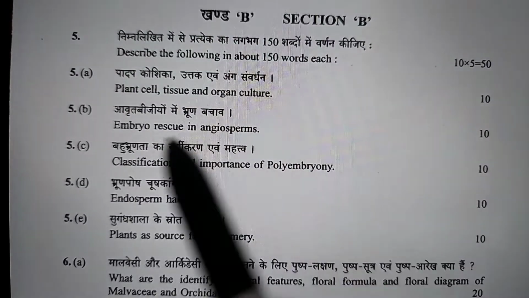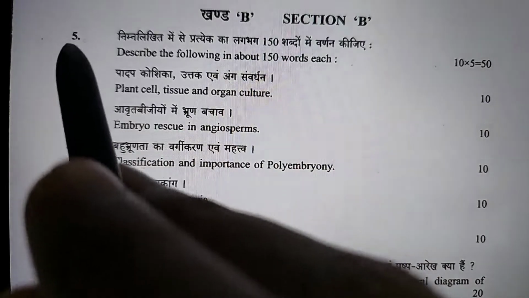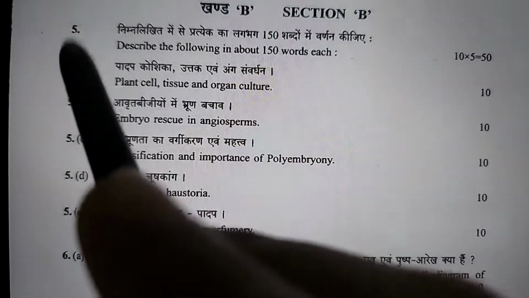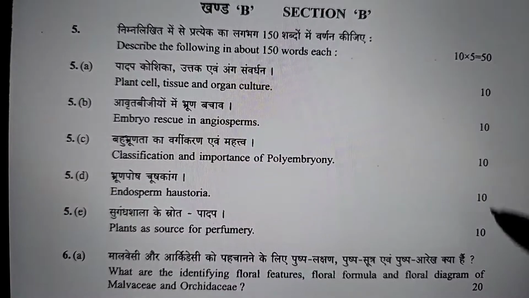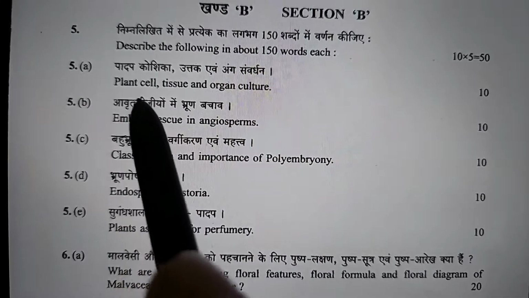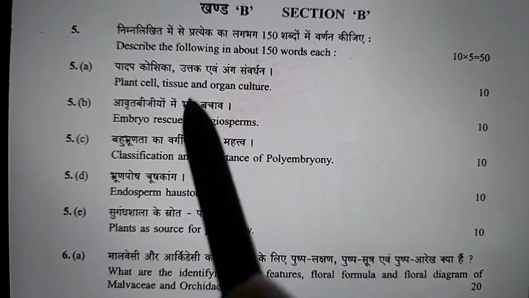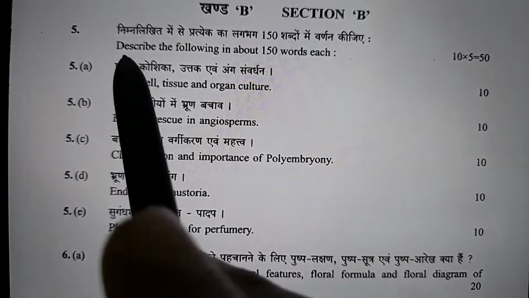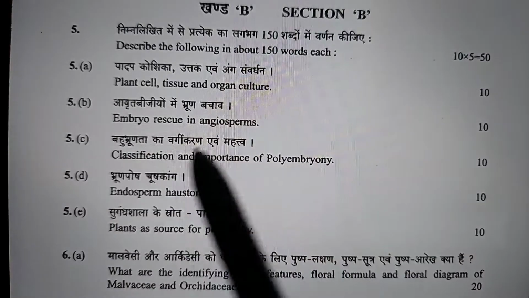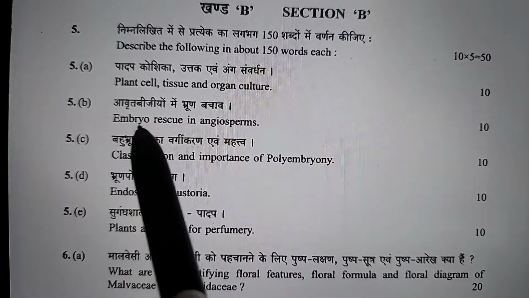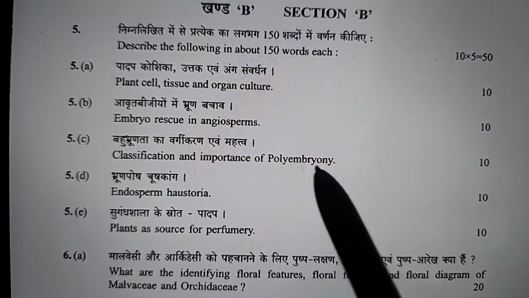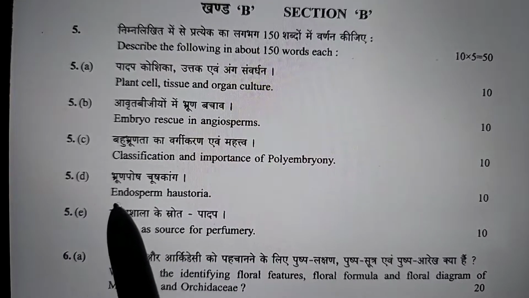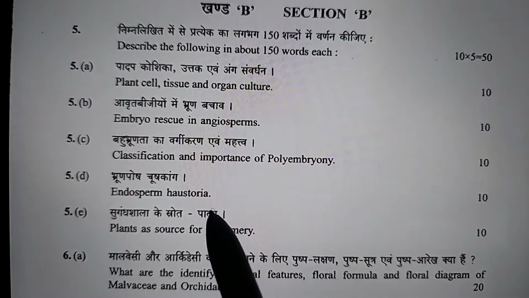This one is Section B. Question number 5 also has 5 options, and you have to do all of them, with 10 marks each, total 50. A is plant cell, tissue and organ culture. You have to write notes. Describe the following in about 150 words, so it's short notes. B is embryo rescue in angiosperms. C is classification and importance of polyembryony. D is endosperm haustoria.